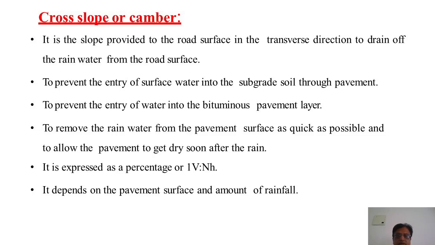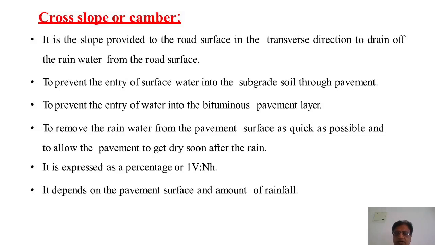Cross slope or camber is a slope provided to the road surface in the transverse direction to drain off the water from the road surface. Particularly in the rainy season, whenever water falls on the road surface, it should not stagnate. It should be easily disposed of. This is possible only by providing the cross slope or camber, to prevent the entry of surface water into the subgrade soil through the pavement. What is the purpose of providing this camber? So that you are preventing the entry of water into the subgrade soil.